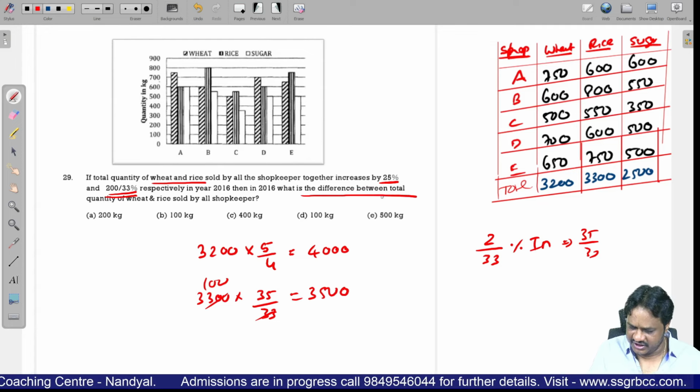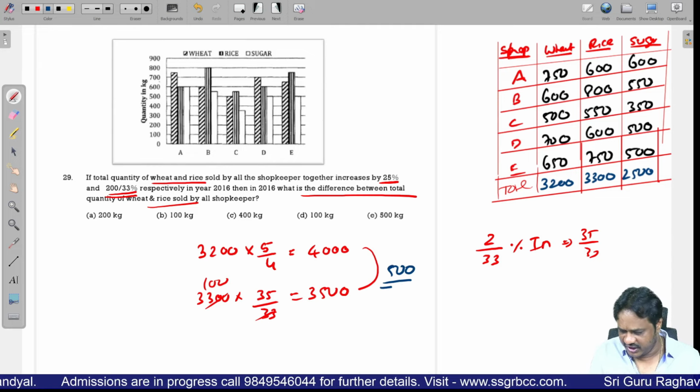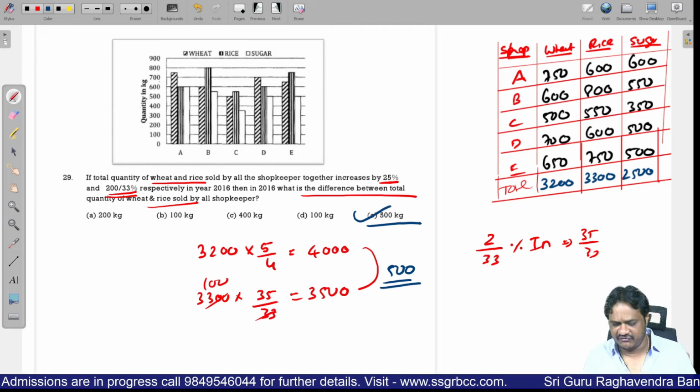Now we have to find the difference between these two. So what is the difference between these two? 500 kgs. Option will be 5.